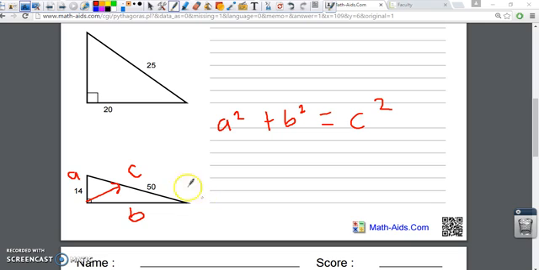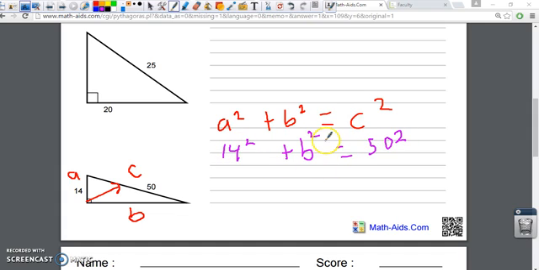Now let's plug in the numbers that I have. Do I have an A? Why, yes I do. A is 14. So 14 squared plus, do I have a B? Nope. So just bring it right down. B squared equals C squared. Do I have a C? Yes I do. 50. So 50 squared.